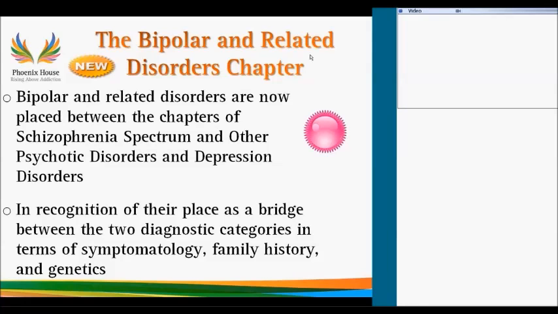Brand new chapter, the bipolar and related disorders chapter, really signifying that bipolar symptomology is different than just depression. It's also located in the chapter right after schizophrenia spectrum, which I believe puts the bipolar disorder chapter as the third chapter in the manual. Again, indicative that research is showing us it's more developmental and physiological in nature.